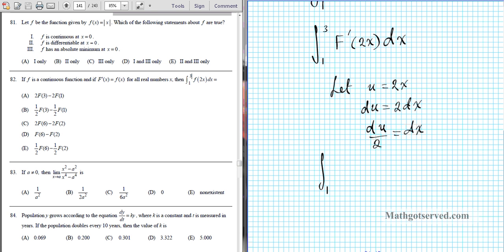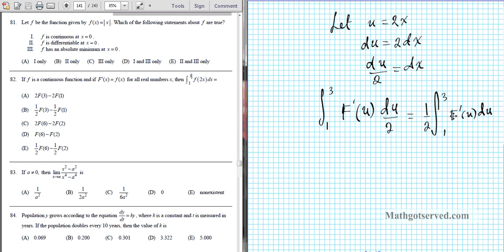So we're going to have the integral from 1 to 3, these are still x limits, of f prime of u. Now, replacing 2x with u requires us to replace dx with du over 2, which equals 1/2 times the definite integral from 1 to 3 of f prime of u du. Okay? All right, now what is this going to be? Well, we know that the derivative and the integral are inverse operations, right? So if you take the antiderivative of this function, it's just going to cancel out that derivative.